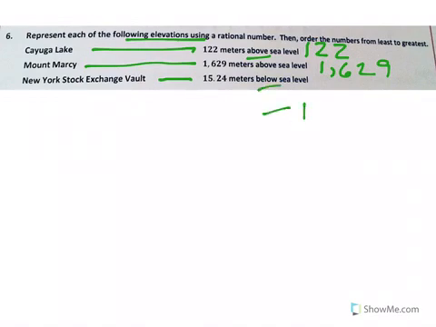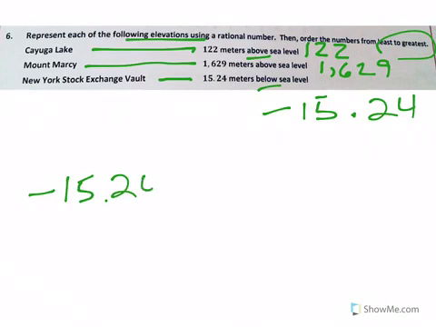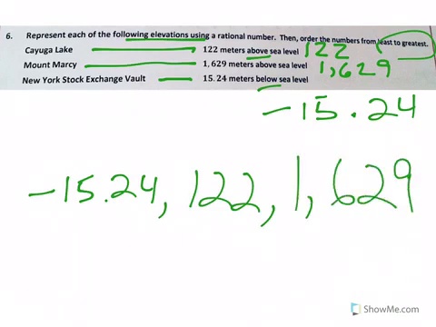Below is our key word, so that would be represented as -15.24. If we were to label these in order from least to greatest, the smallest one would be -15.24, because it's the only number that's less than 0. Then 122, and then 1,629. Okay, those are all the examples we're going to go through today, but we will look at some more examples in class.